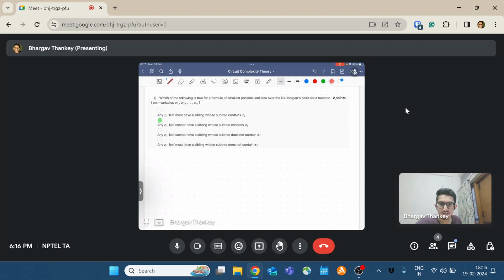Okay, so the argument used here is: suppose xi is 0, and if it's an AND gate, the output is 0 irrespective of whatever the value of xi is in the right subtree. And if it's an AND gate and xi is set to 1, you can ignore the left leaf, and the subtree containing xi, you can replace that leaf with 1, right? Right.